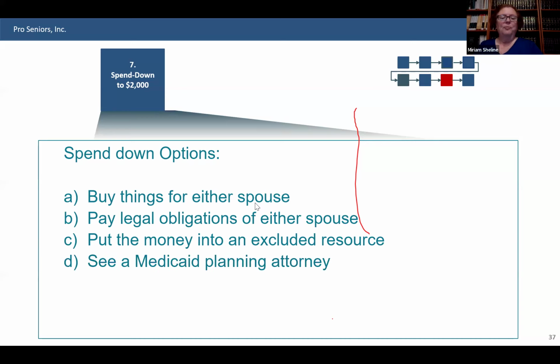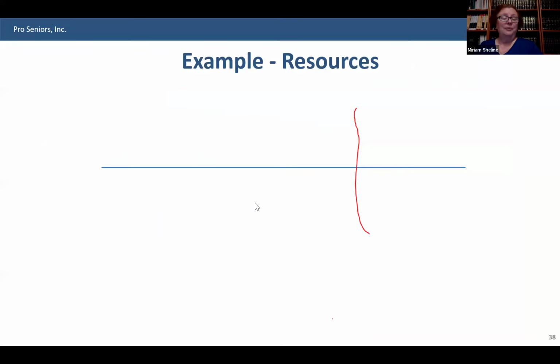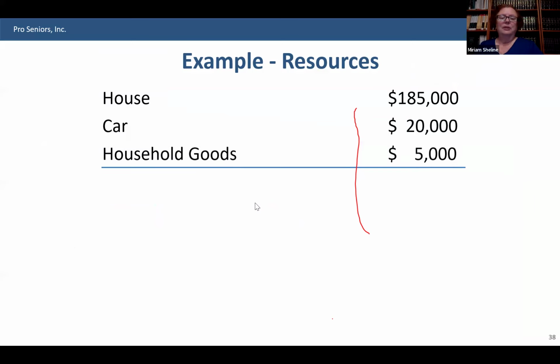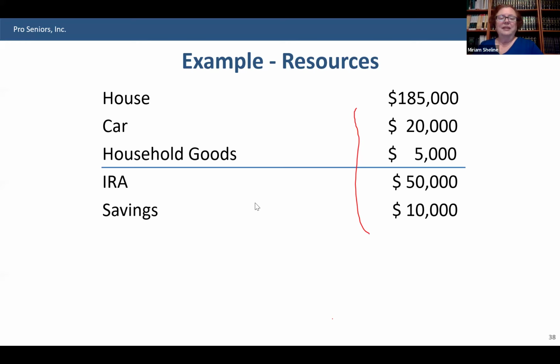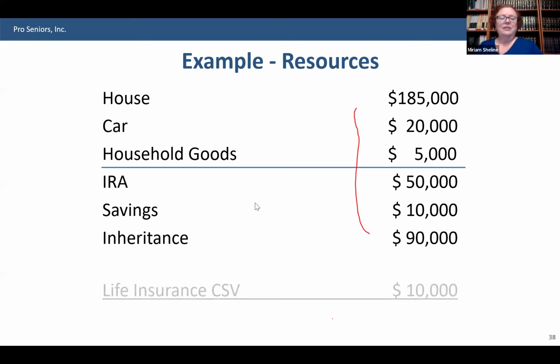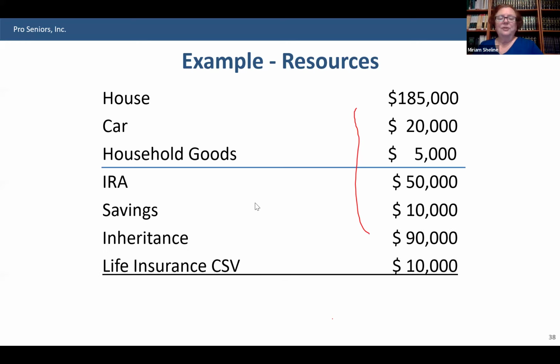But for the most part, with most of our clients, these three are going to qualify, or handle what needs to be done. So let's look at our resources again. We have a house, we have a car, we have household goods, we have an IRA, and for this analysis, we're talking about not taking distributions. We have savings, we have an inheritance, and we have a life insurance with a cash value of $10,000.